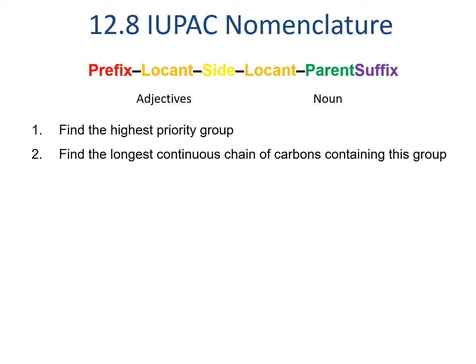The second step is to find the longest continuous chain of just carbons, no other atoms, that contains that functional group. No matter what, the functional group needs to be part of this chain, even if it could be longer without the functional group. Our only example of this so far is a ring.